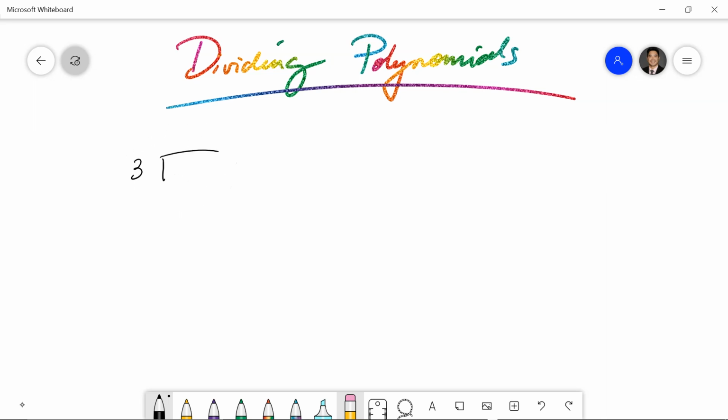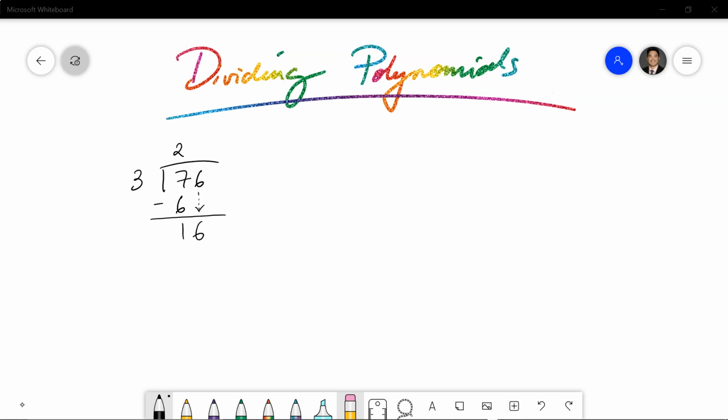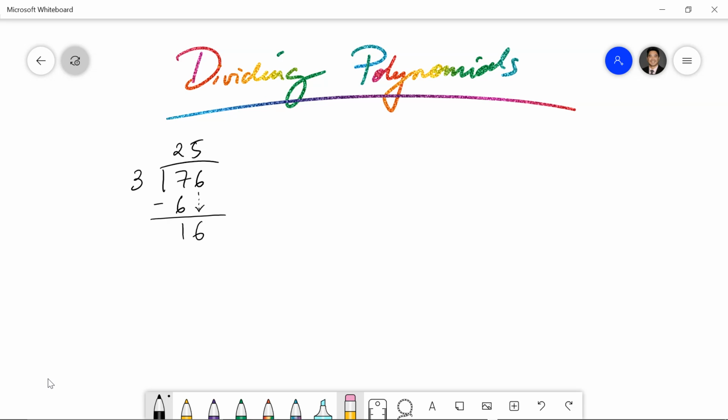If we had 3 again and 76, the long division process is you would be going, well, 3 times 2 is 6, and then you would subtract, and then you would have 1 remainder. Then you would bring down the 6, and then you will say, well, 3 goes into 16 5 times. 3 times 5 gives you 15. Take away 1. That is your remainder there. Okay. All right. So now, how does this apply to polynomials?